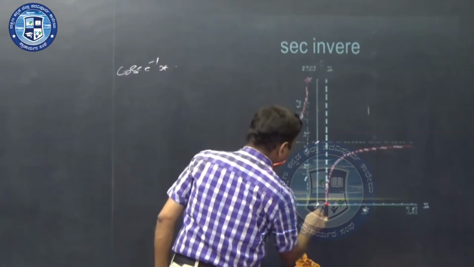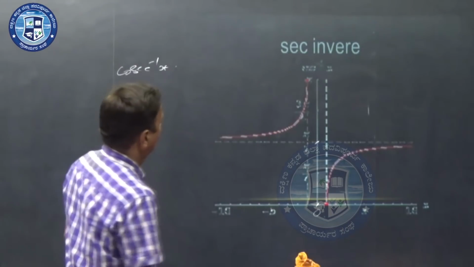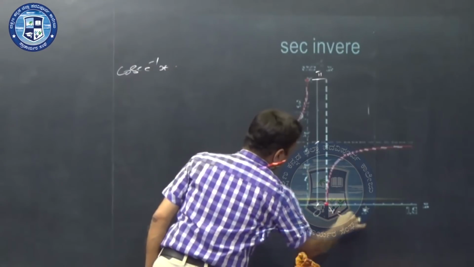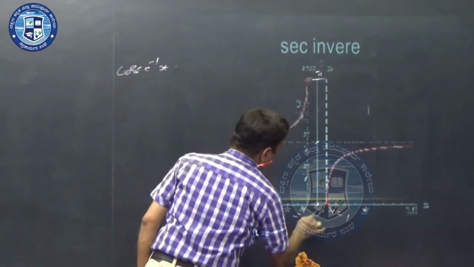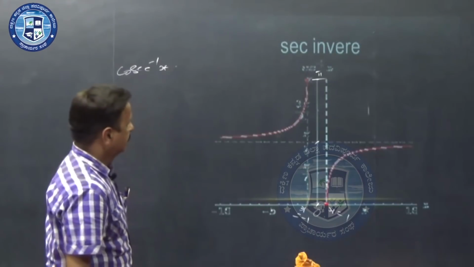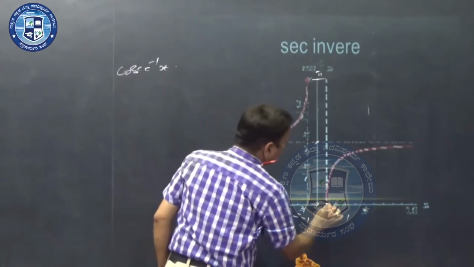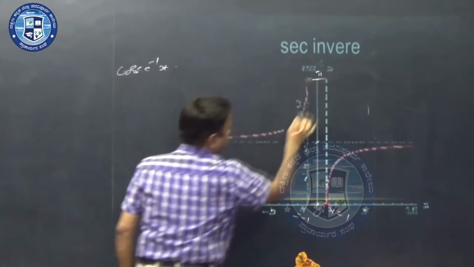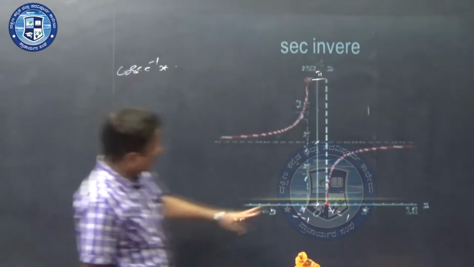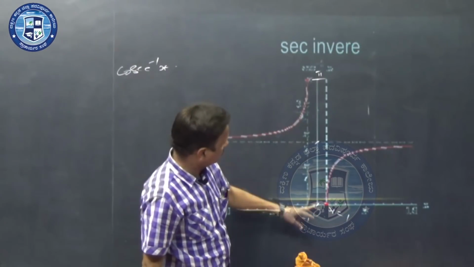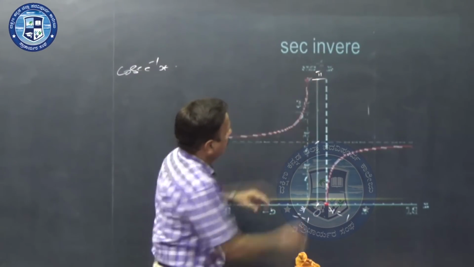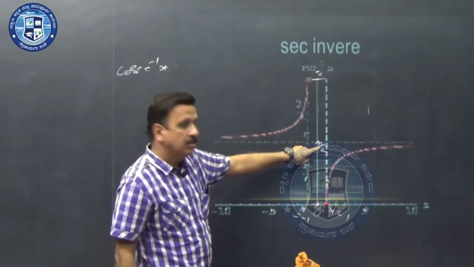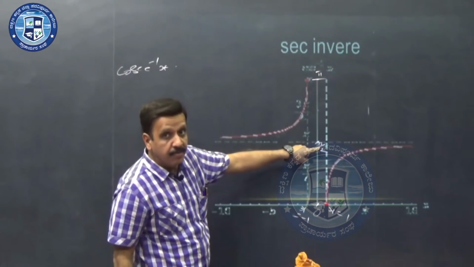This is 0 and this is pi, and this is x equals 1 and this is x equals minus 1. You find that the graph is from here to here, this I have already explained, and here to here, which clearly says that secant inverse exists between 0 to pi, but it cannot take pi by 2. Secant inverse answer cannot be pi by 2.